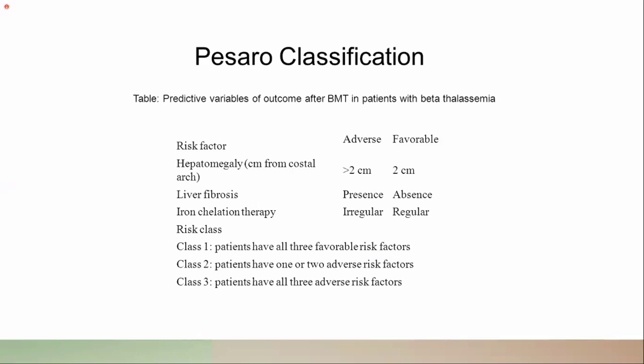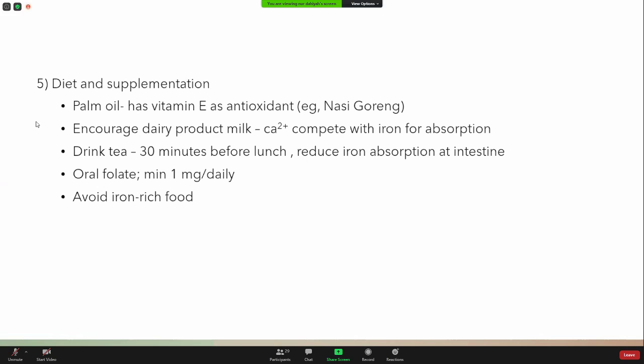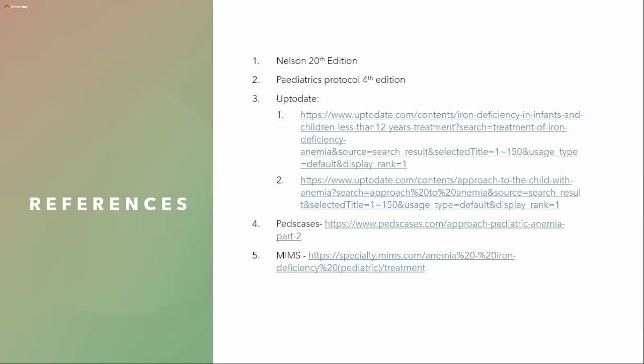Okay, the last one is diet and supplementation for thalassemia. So we encourage them to eat nasi goreng because it has palm oil and vitamin E as antioxidant for them. Encourage dairy products like milk because it can compete with the iron for absorption, so they are less likely to have iron overload. And drink tea 30 minutes before lunch to reduce iron absorption at the intestine. Iron folate, and also avoid iron-rich food. So basically it's to help them as a prevention of chronic iron overload.